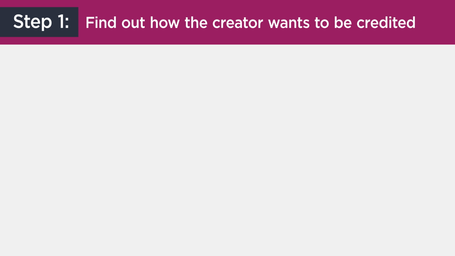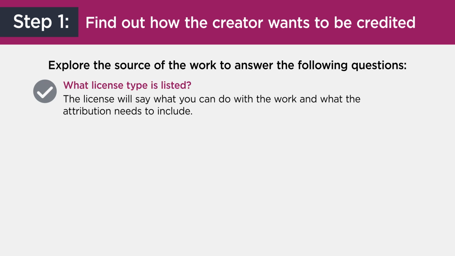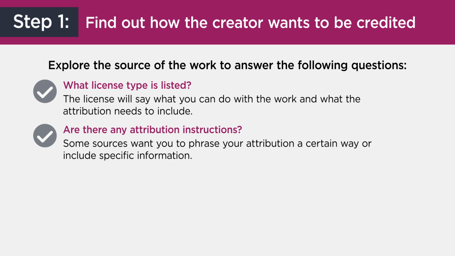Step 1. Find out how the creator wants to be credited. Explore the source of the work to answer the following questions. What license type is listed? The license will say what you can do with the work and what the attribution needs to include. Are there any attribution instructions? Some sources want you to phrase your attribution a certain way or include specific information.